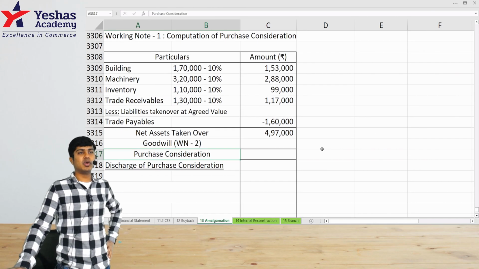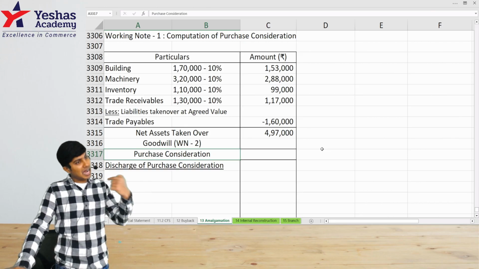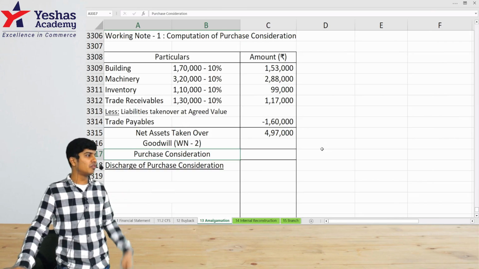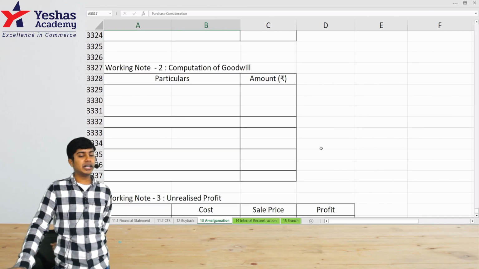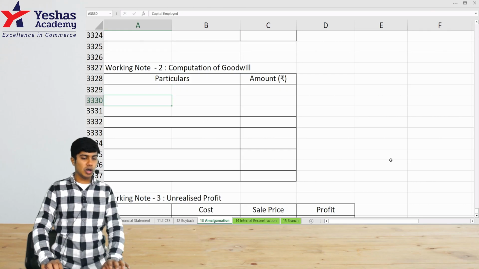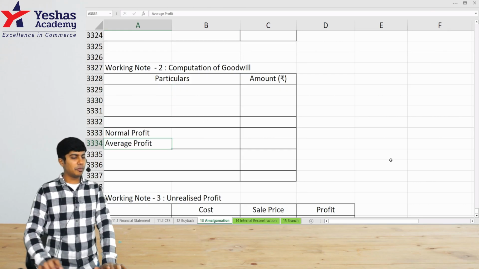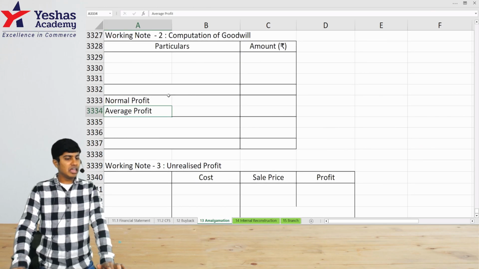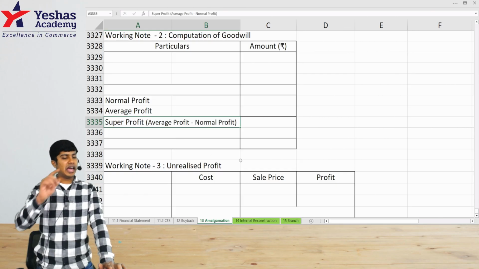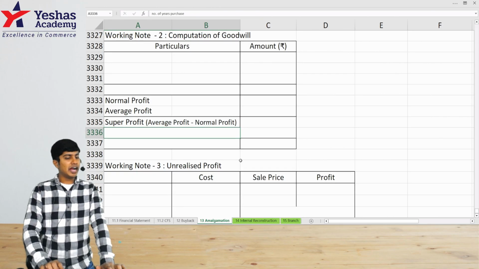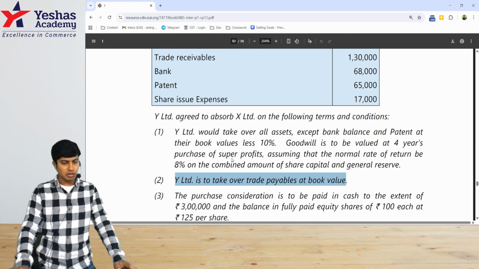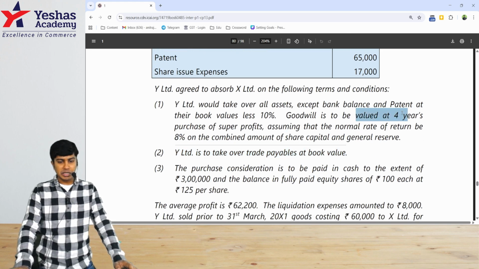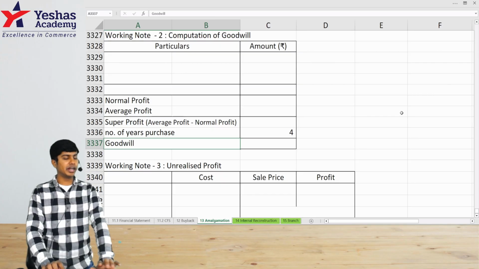Goodwill, they haven't given the amount, unlike few other questions. They want us to compute the amount of goodwill, which we will do now. Goodwill is to be computed under super profit method. So I would have to take normal profit and average profit comparison. If average profit is more than normal profit, I will get super profit. That is average profit minus normal profit. I should multiply it by 4 years purchase. How many years purchase given in the question? 4 years purchase.